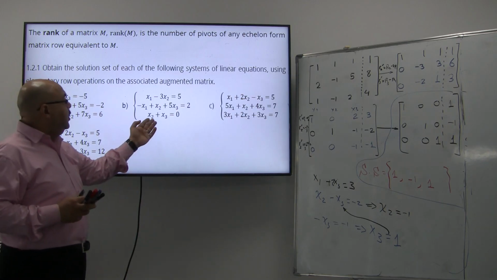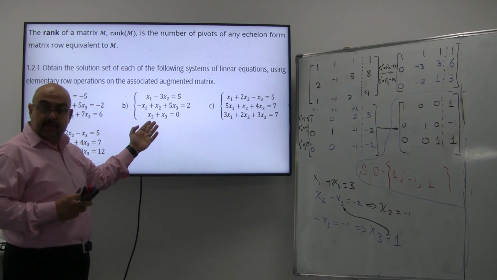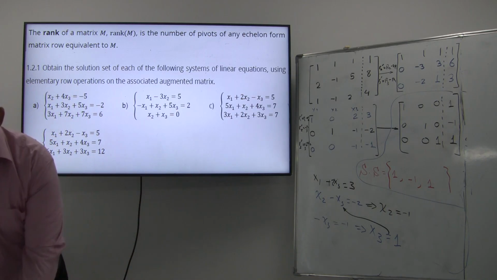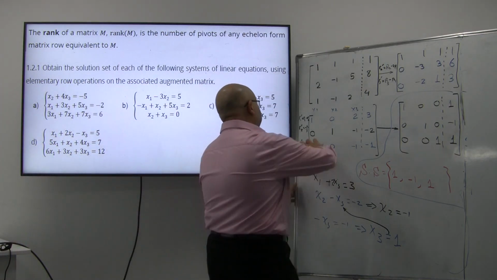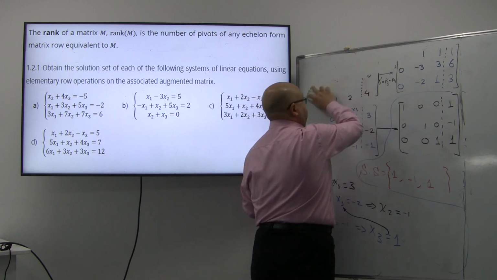Tala, please put this system of equations in augmented form. Just give me 1 second. Just write it, okay. Then we will move to something else.